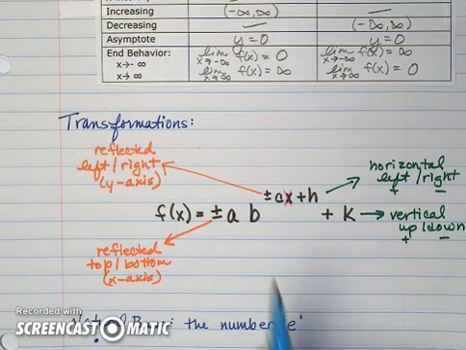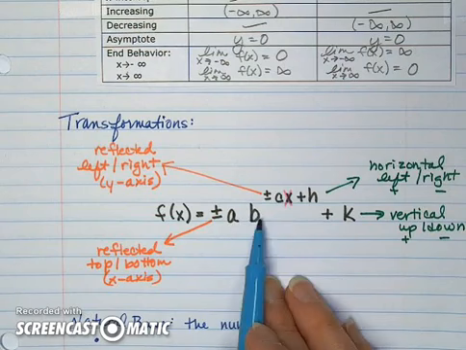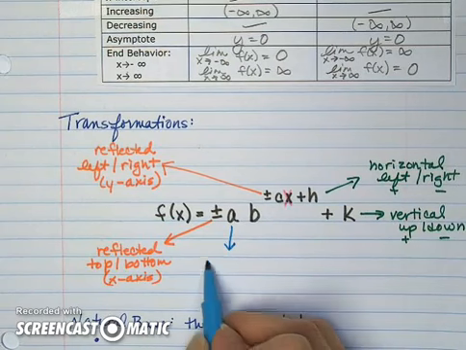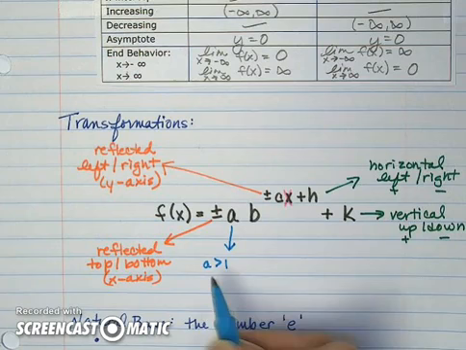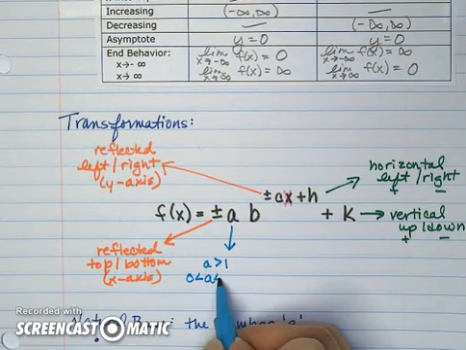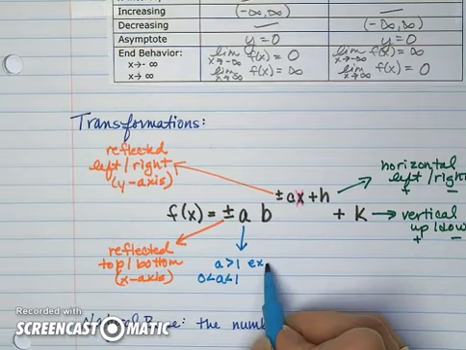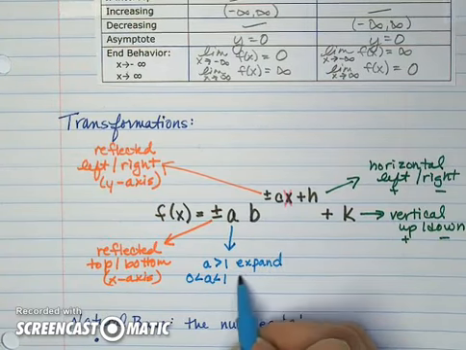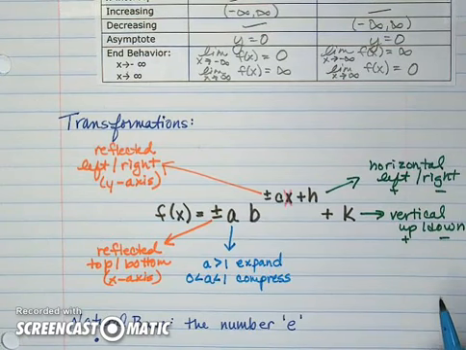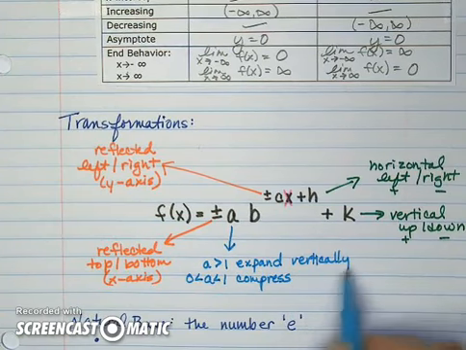The number that's out front of the exponent here, do you remember which way that expanded it? If the a was greater than 1, it did a certain change, and if the a was between 0 and 1, then this was expanding, this was compressing. Remember, if it was vertical or horizontal, if it's out front, that's vertical.